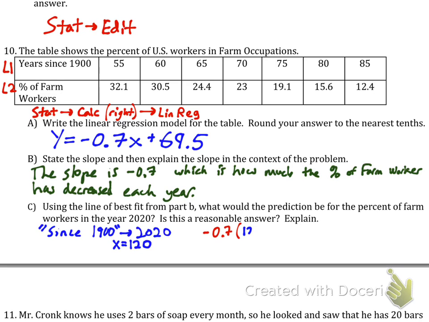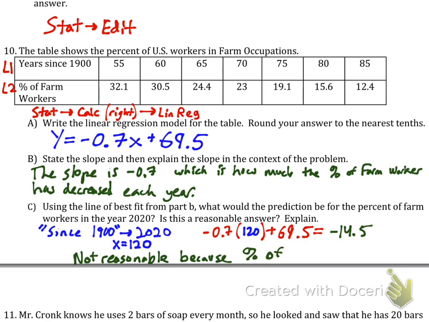Is this a reasonable answer? Well, let's plug it in to get our answer first. When you plug that in, you get negative 14.5. Is it possible to have a negative percent of farm workers? No, so it's not reasonable. And what happened was we were just following our linear model along and we got an unreasonable answer. But if we think about what that means, that's not reasonable because the percent of people cannot be negative.